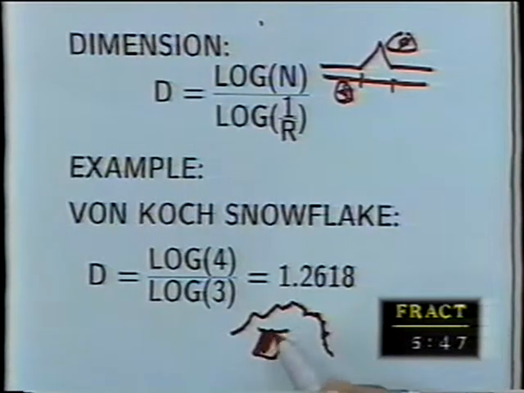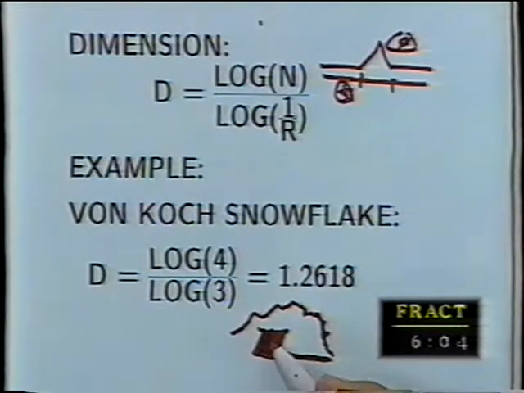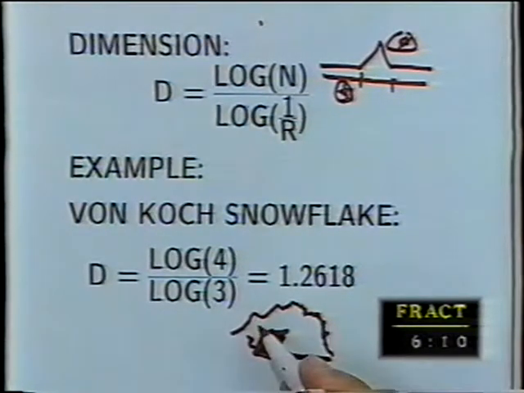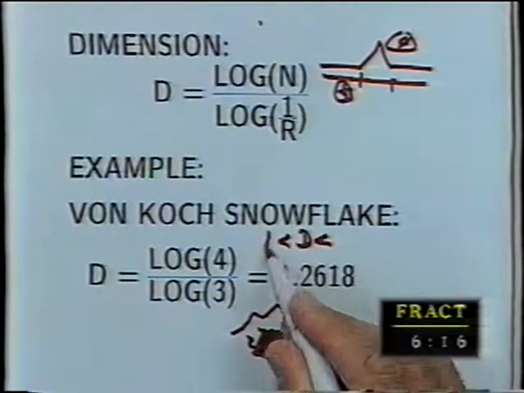If it filled up a whole plane, it would be 2 dimensions. Since it doesn't fill up a whole plane, it must be a line, which is 1 dimension. But a line has just a finite length. Here we have an infinite length line. So people say, well, it's somewhere between a line and a plane. This is 2 dimensions. This is 1 dimension. A fractal is something in between. It has a dimension somewhere between 1 and 2.